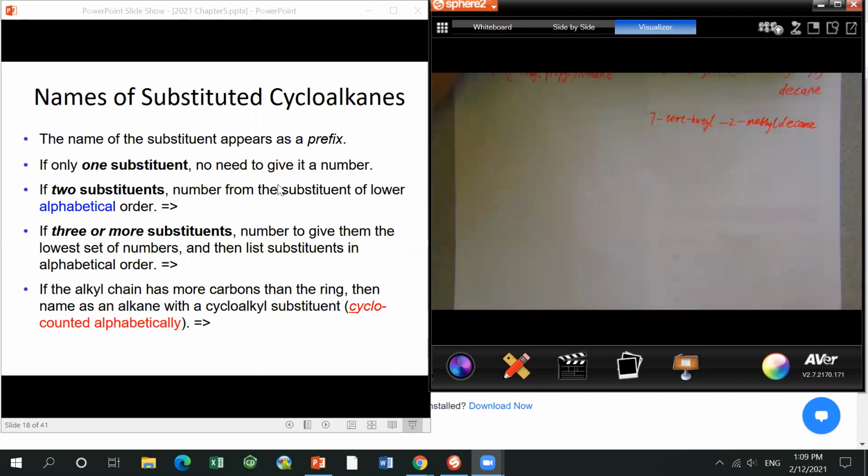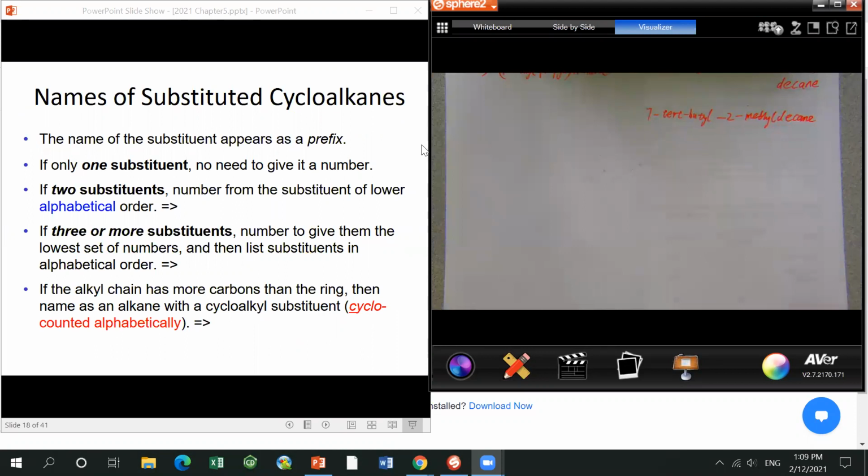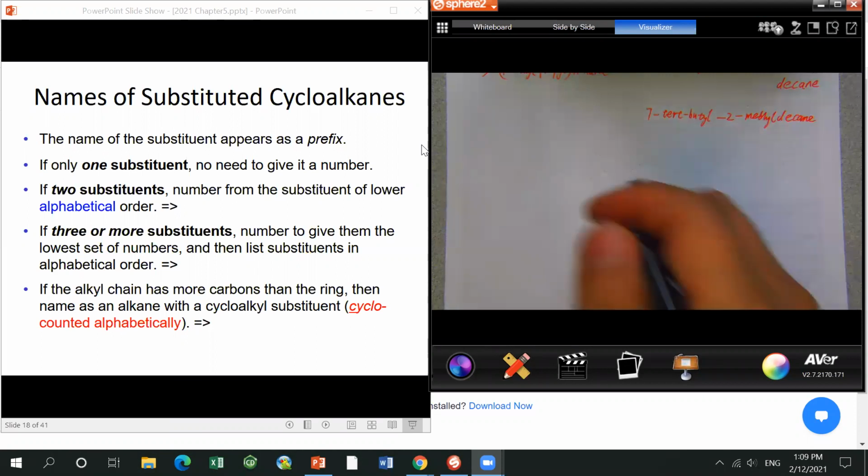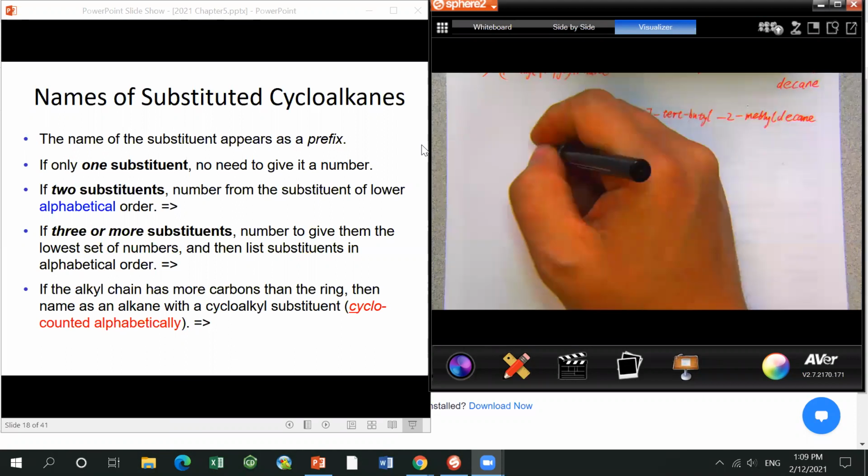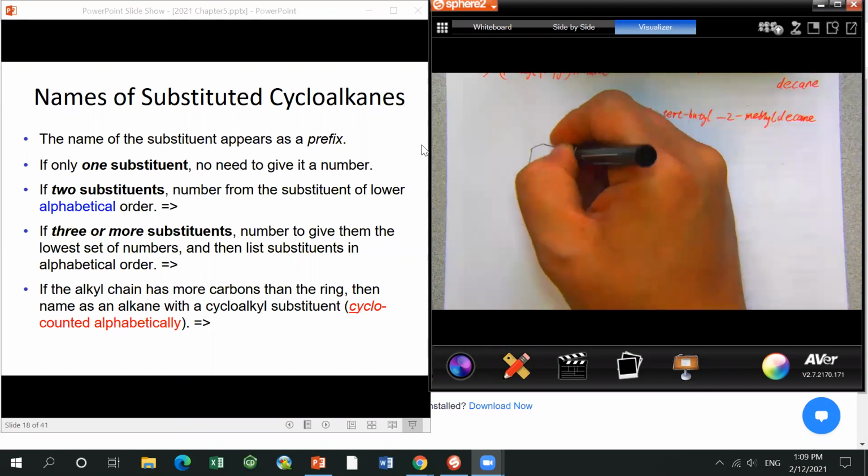And then now we move to naming substituted cycloalkenes, the branched ones. So there are substituent groups on it. All substituent groups are put as prefixes before the parent ring name, so cyclo something. If there is only one substituent group, you don't need to give its location number, because there is only one, so everyone knows it.